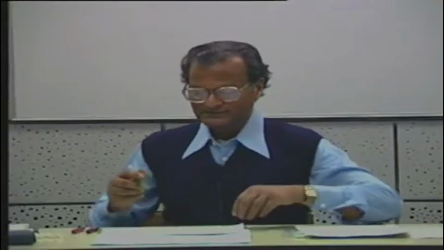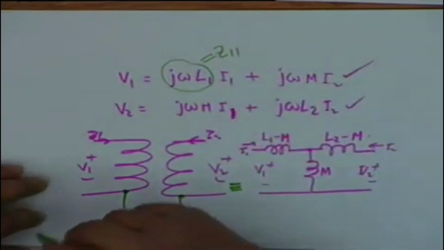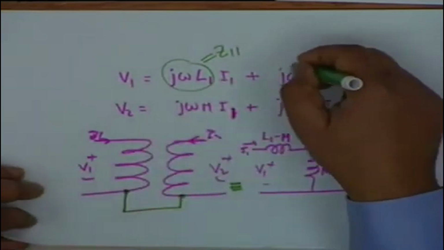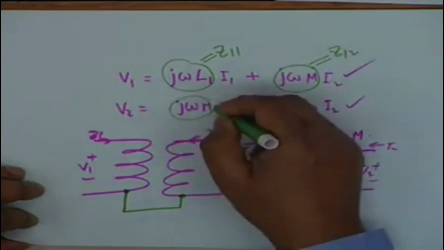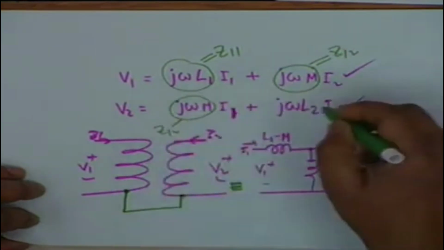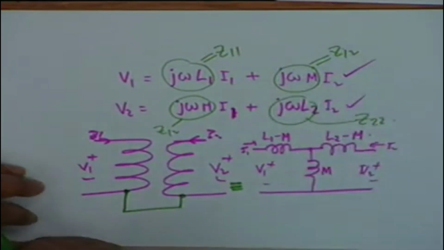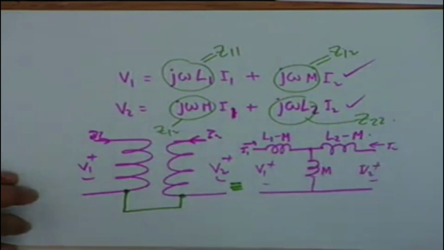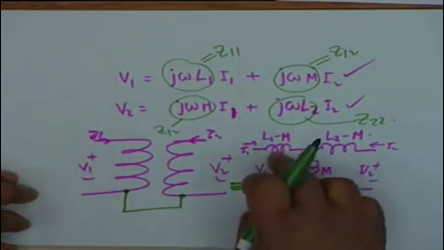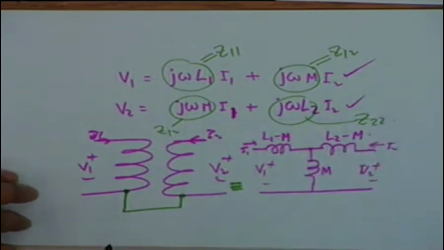Now suppose I write j omega L1 as Z11, j omega M as Z12, this as Z12 and this as Z22. Then don't you see that this is simply the same T model, that is Z11 minus Z12, Z22 minus Z12, and this is simply Z12.